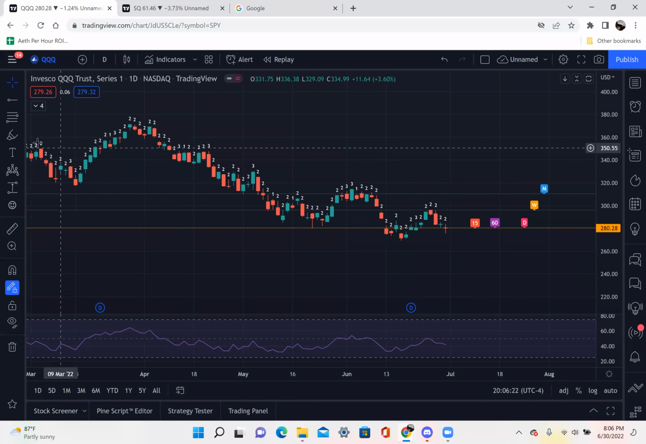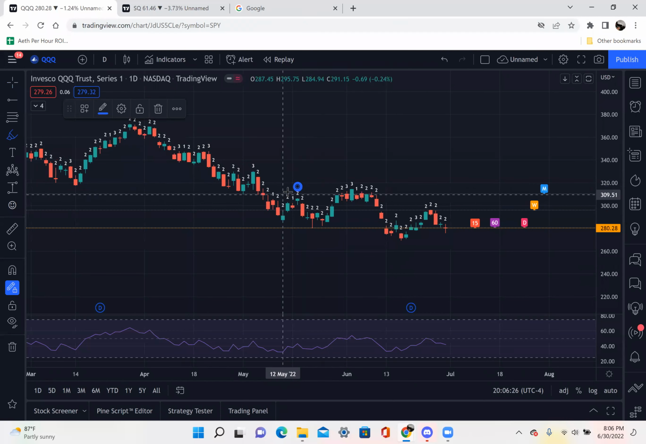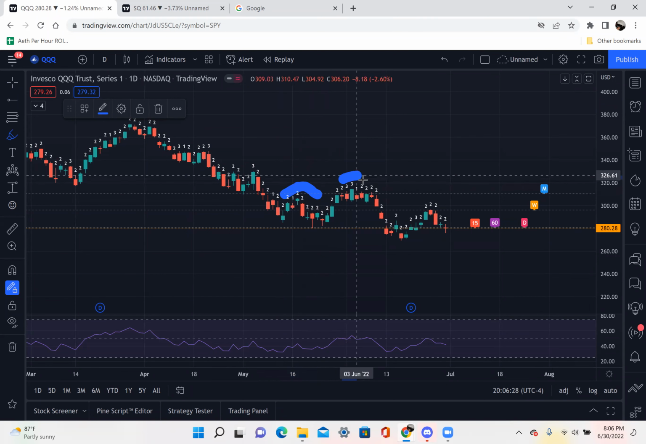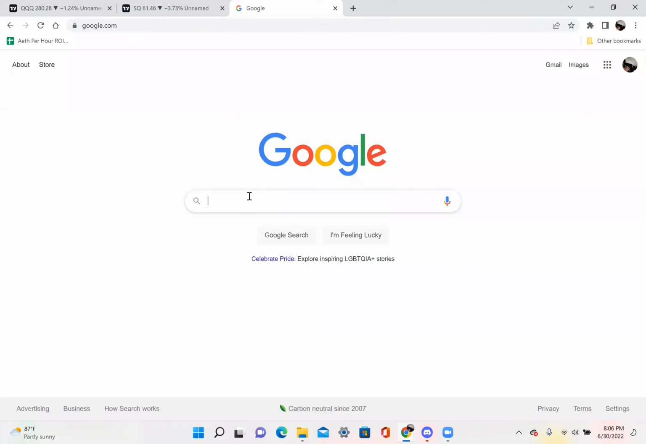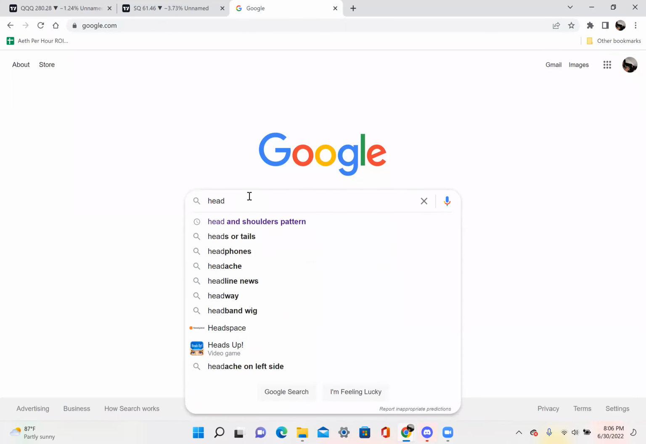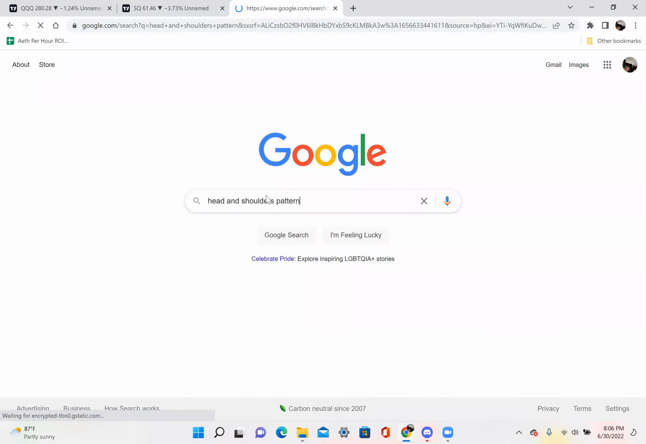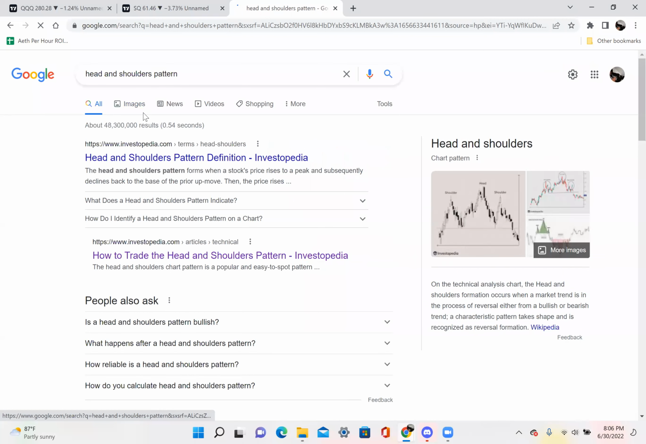Right now, I see a head and shoulders, right? So that's a shoulder right here. This whole little lump right here. This is your head, and this is your shoulder. I'm gonna take you over to Google just to show you what a head and shoulders looks like for the people that may not know what that is or how to identify it.